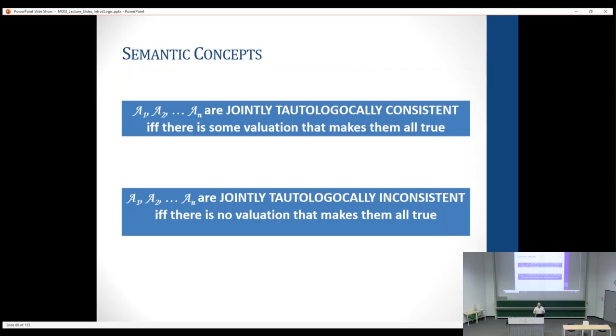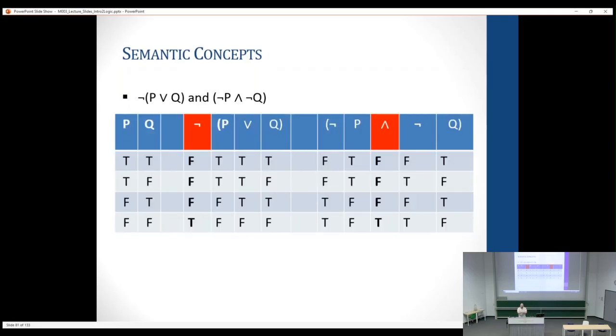This is exactly the same concept as joint consistency and joint inconsistency that we talked about before, but defined in terms of our magic notion. Distribution of truth values for atomic sentences, valuations. So, to give you an example, here are two sentences. Well, let's see. What are these? What property do these two sentences have? So we know that they're equivalent. Are they jointly tautologically consistent? Jointly tautologically inconsistent?